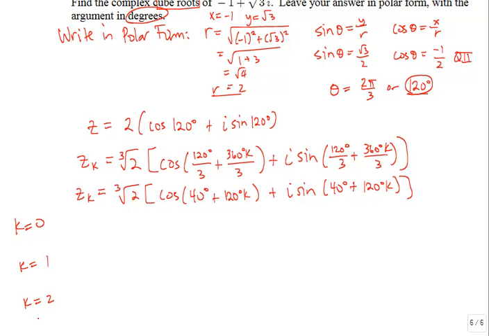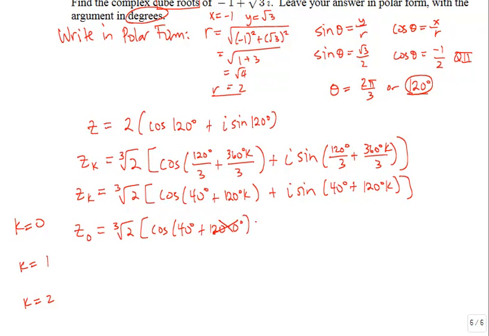If I let k be 3, then 120 degrees times 3 would be 360 degrees. So we're looping back around on our unit circle and coming back to these original 3. So we don't want to go as high as 3, because then we're going to start repeating answers. So it's just k being 0, k being 1, and k being 2. So you go up to one less than the index you're looking for. So let's see what this would look like. If I let k be 0, then z sub 0 would be the cube root of 2, and then this would become 40 degrees plus 120 times 0.